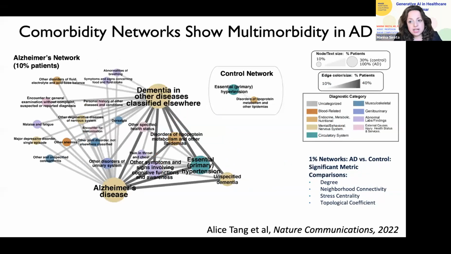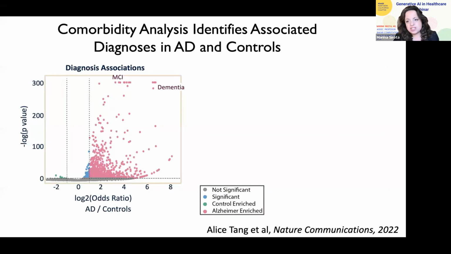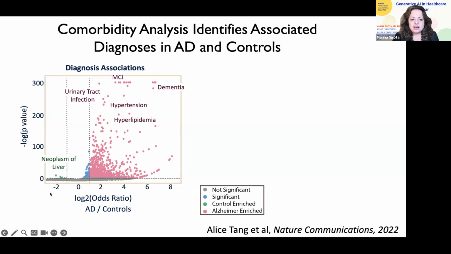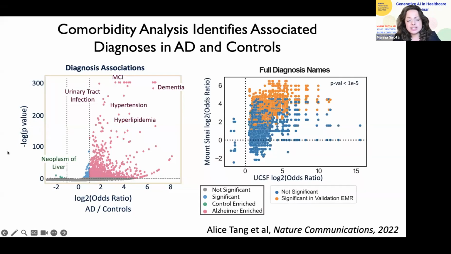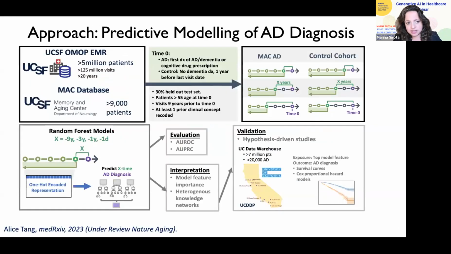We can look at comorbidity networks, which diseases are associated with Alzheimer's. And of course, we see things that make sense, like mild cognitive impairment and dementia, but we also see others like hypertension, hyperlipidemia, urinary tract infection, and all of these are potential risk factors. On the other side, we can see diagnoses that are inversely associated and might have some sort of a protective association, and cancer is one of those. We can see that the majority of these validate across independent electronic medical records.